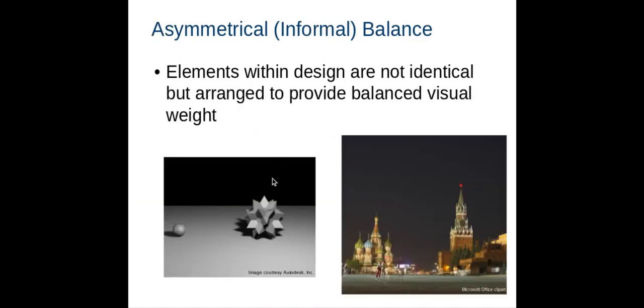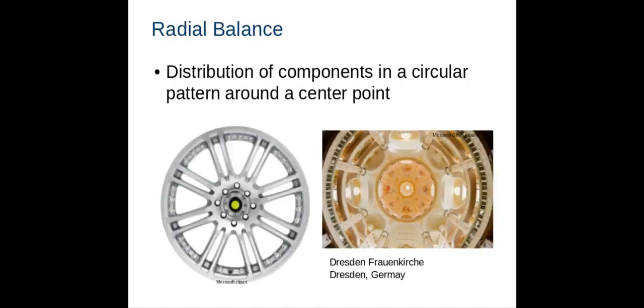Asymmetrical balance is where they're not identical, but they're arranged to provide balanced visual weight. So this one on the left is smaller, and this one on the right is larger. So it's informal balance. It's still arranged, one on the left more, this one farther on the left, this one more in the center. This image of Red Square in Moscow again shows two buildings. One's taller and skinnier on the right, and shorter and wider on the left. That's asymmetrical or informal balance.